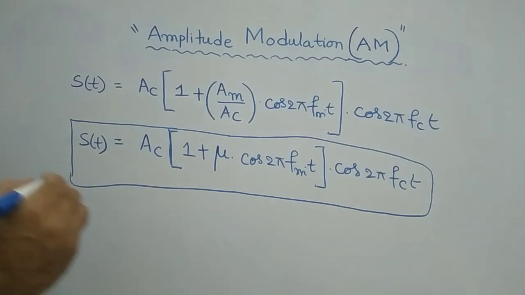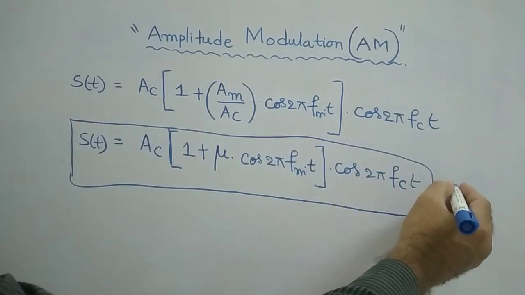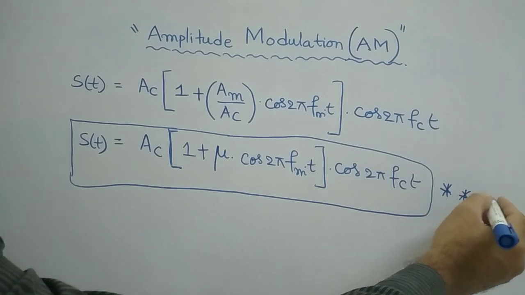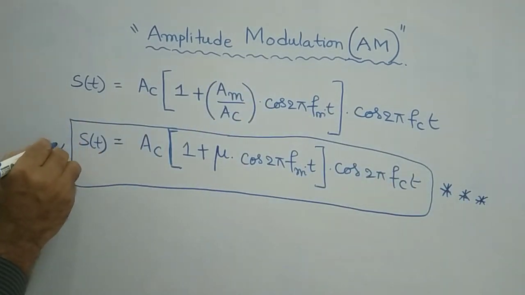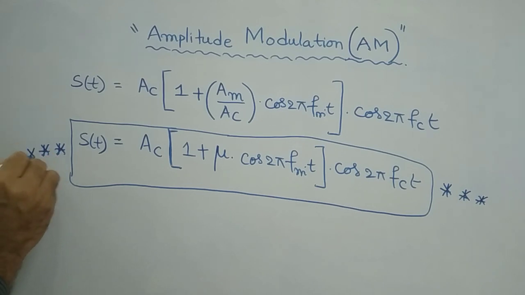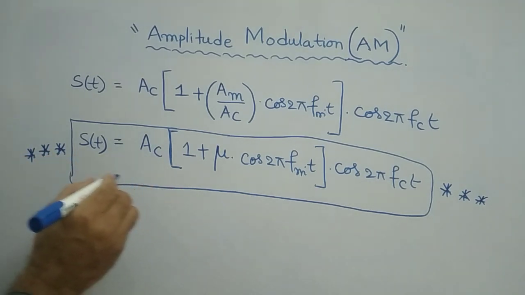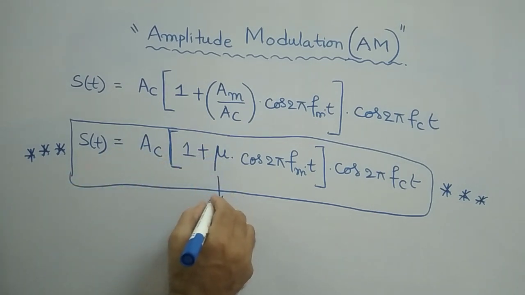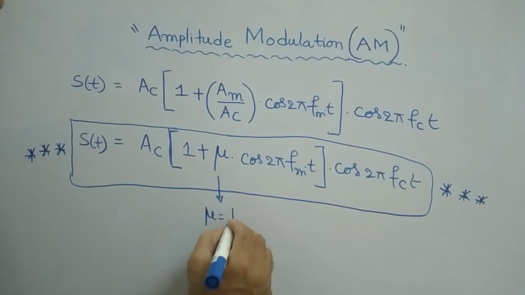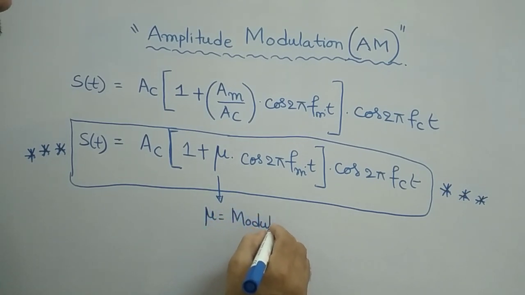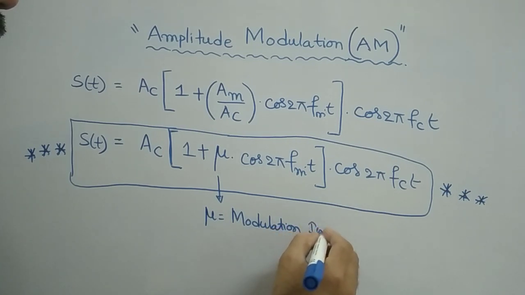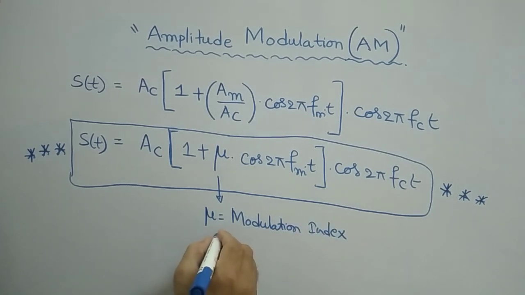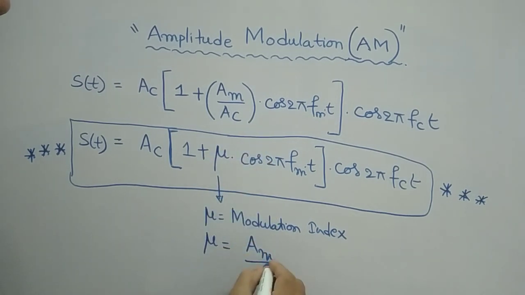This is the amplitude modulated signal, a very important equation. Here AC is the amplitude of the carrier signal, and mu is called the modulation index. That is given as mu is equal to Am by AC. This is the definition of mu.